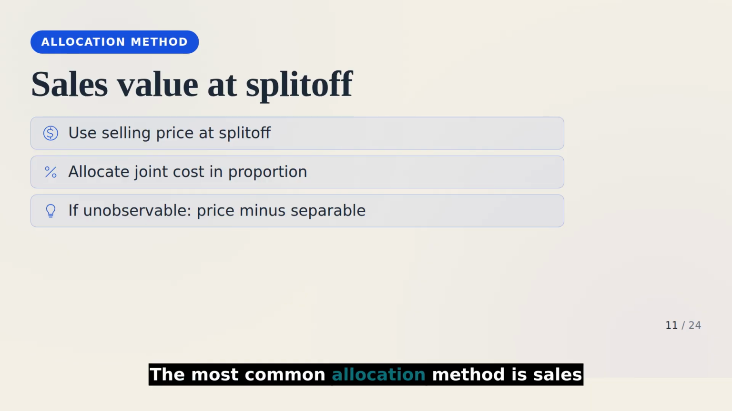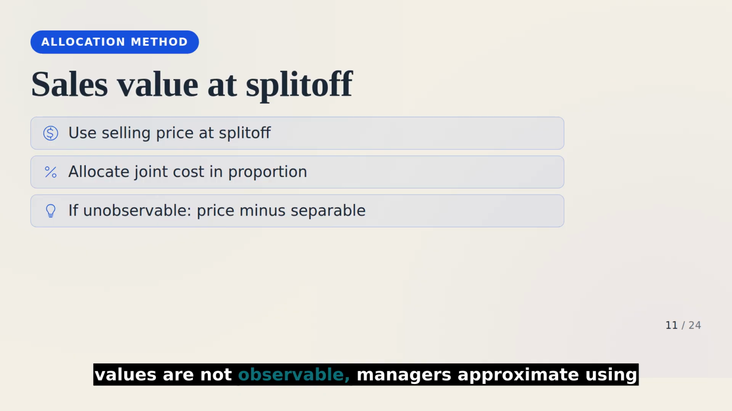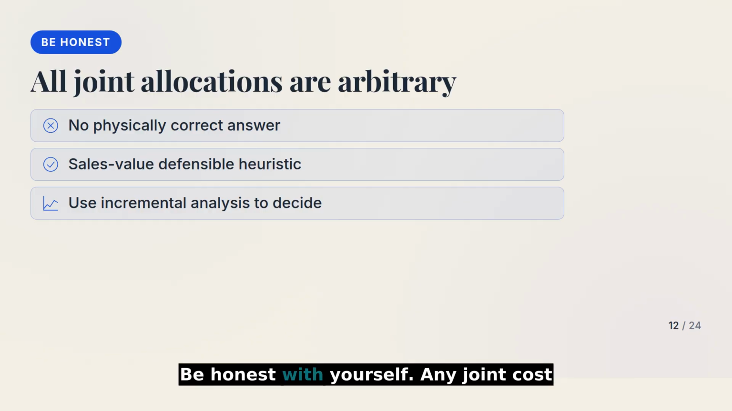The most common allocation method is sales value at split-off. Take each product's selling price at the split-off point, multiply by units, and use those proportions to spread the joint cost. The logic: products that command higher market value benefit more from the joint process, so they should bear more of the cost. When split-off sales values are not observable, managers approximate using selling price after further processing minus separable costs. Be honest with yourself.